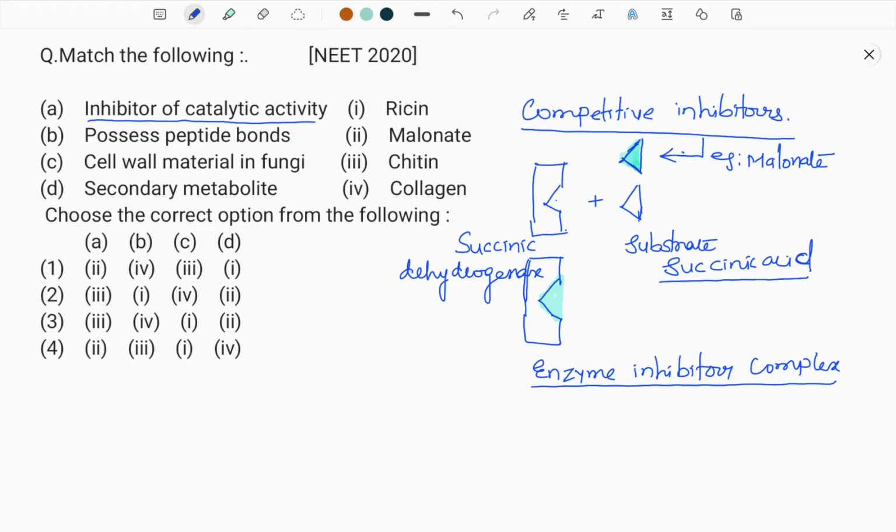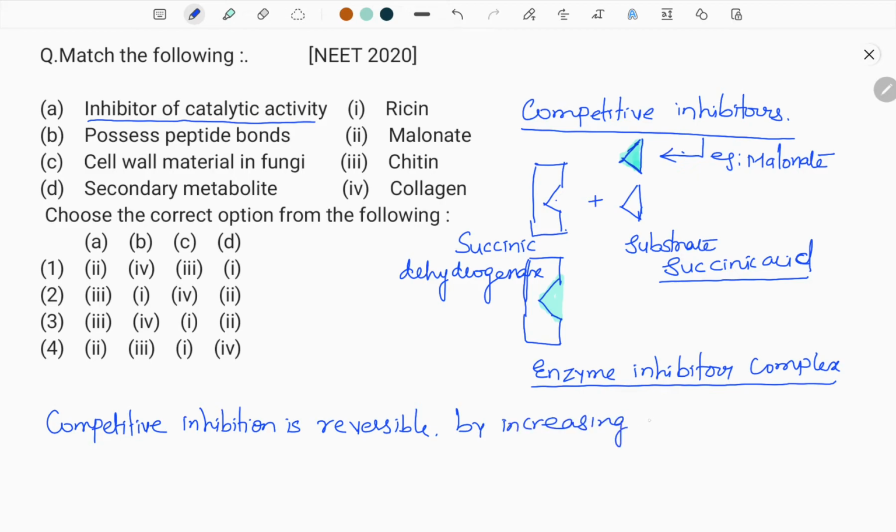But one thing we can understand is that competitive inhibition is reversible. How can we make it reversible? It is reversible by increasing substrate concentration. By increasing substrate concentration, the things will become reversible.